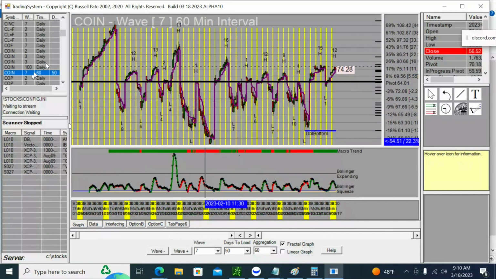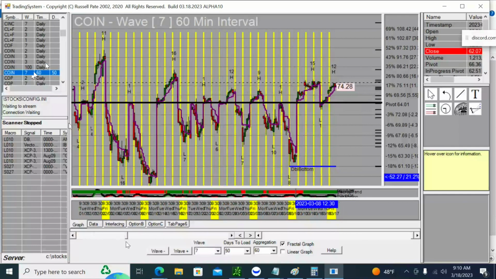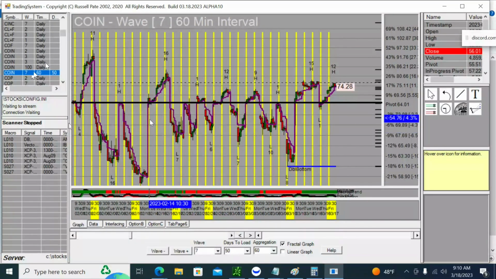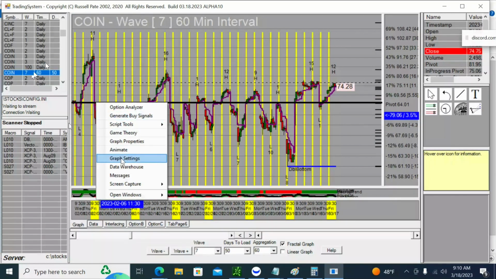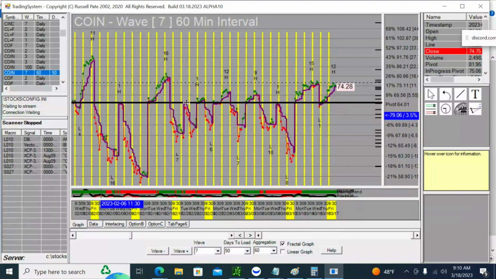Okay, so this is one of my favorite ones. It's a 760, and it looks like this. In the system, what I like to do is turn on the dots. So if I go under the graph settings, I change it from candlesticks to dots, because that way I can more clearly see where the closes are, where it looks like we're going to move up or down.